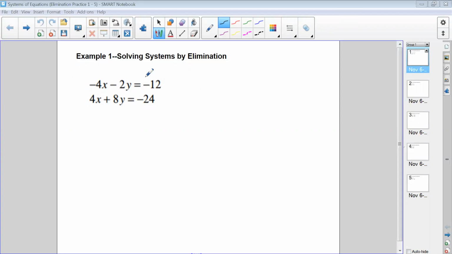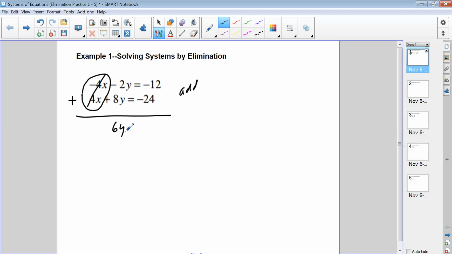So when you look at this one here, you notice that when your decision of eliminating x or y, you look at the x coefficients here, they're opposite signs. So if they're opposite signs and they're the same, then you want to add those together. So if you do that and add those, you eliminate the x. So you got -2 plus 8, and you get 6y is equal to -36. So divide by 6 on both sides, and you get y equals -6.